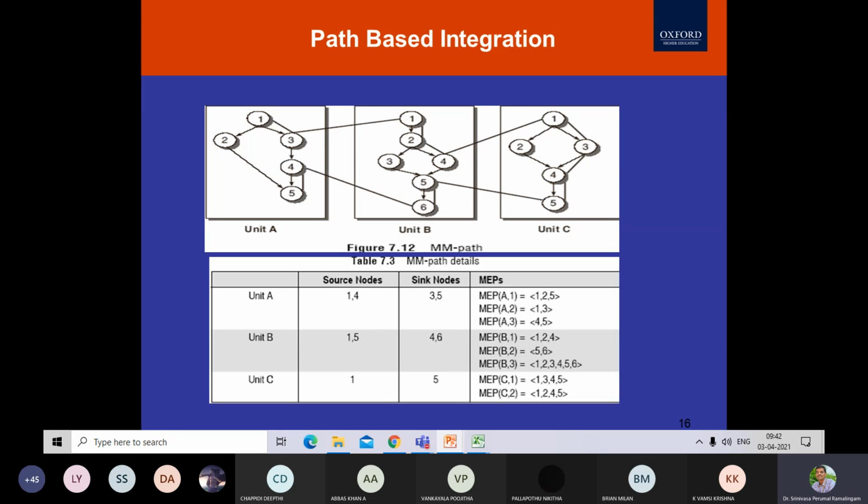Here you see that diagram. This diagram is for integration testing, unit A. Generally, if you are passing any instruction, then that node is called a sync node, as per the call graph method. All the other nodes are called neighborhoods.